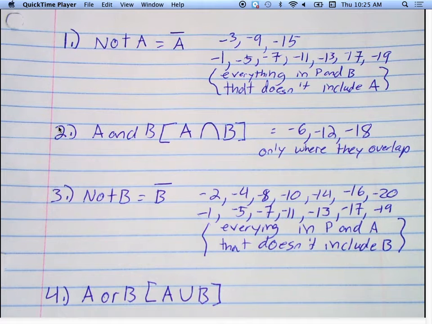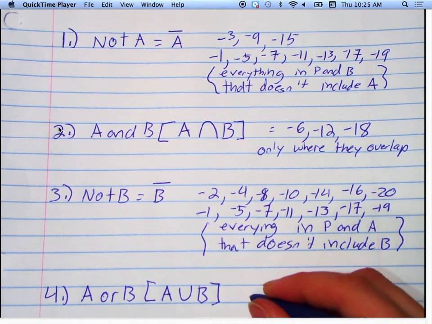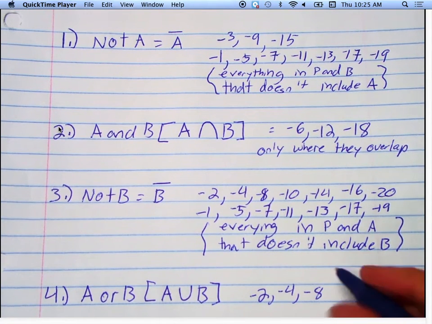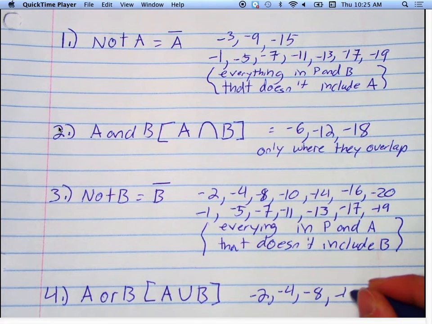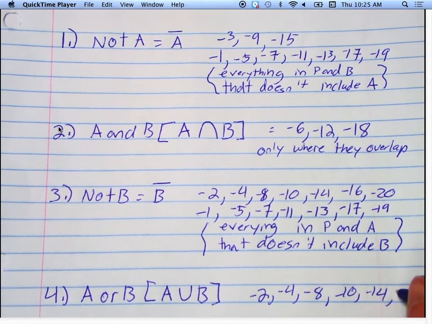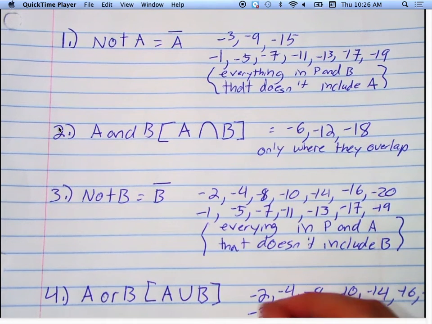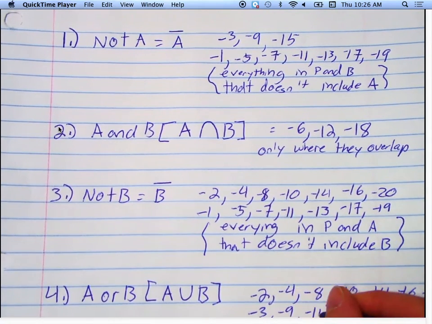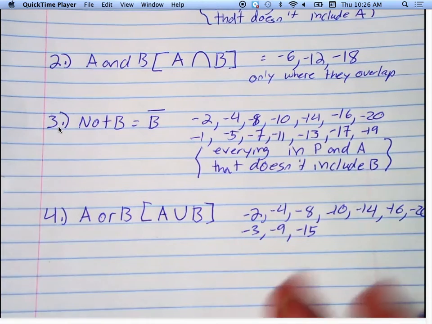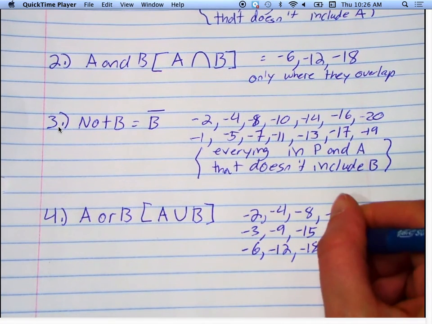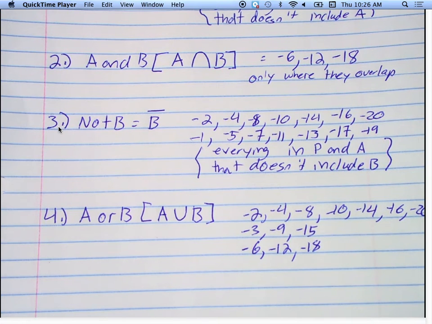Either A or B. Everything that's A, both A and B. So that's -2, -4, -8, -10, -14, -16, -20. It does mean -3, -9, -15. It also means both: -6, -12, -18. I know it feels like it says or, so it shouldn't include the middle, but it does.